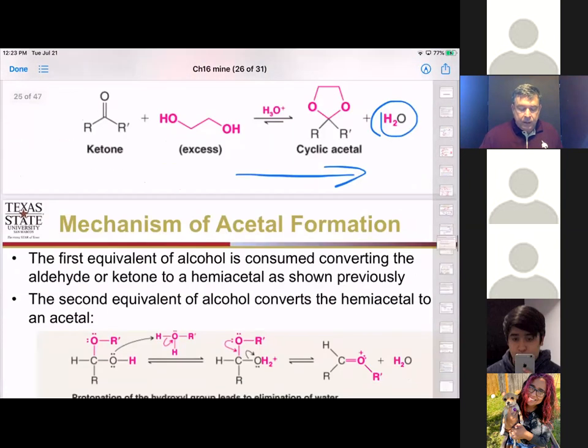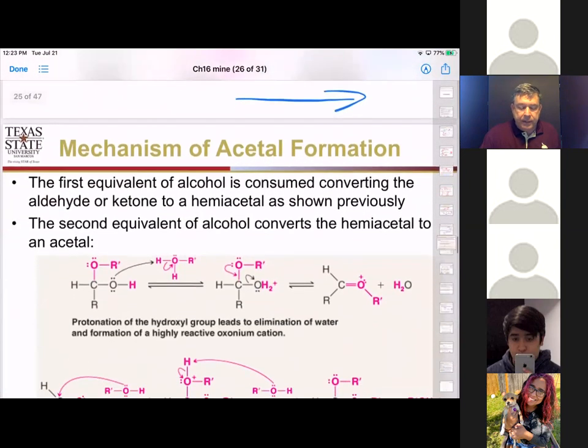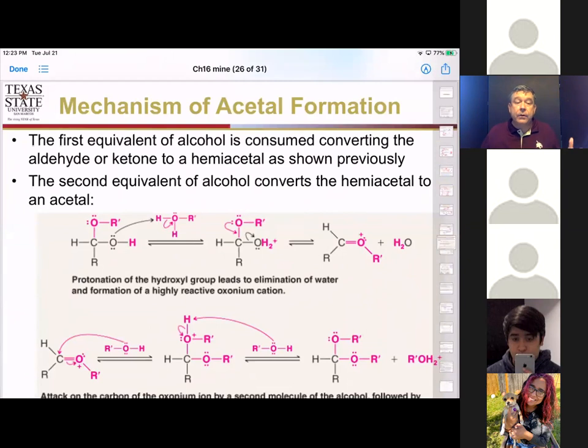Okay, so the first thing that happens is we react that first equivalent of alcohol to make the hemiacetal. The hemiacetal forms first, and then at that point, the second equivalent of the acidic alcohol can come in and protonate the OH group, okay? If it protonated the OR group, it would just go back to starting material. So that reaction is reversible.